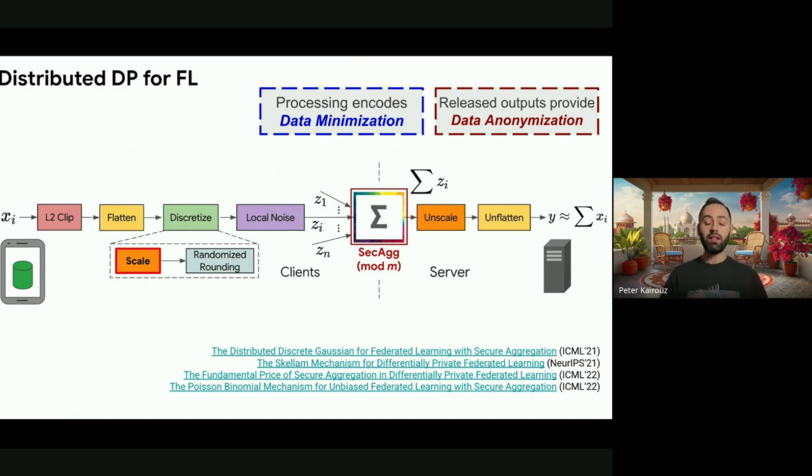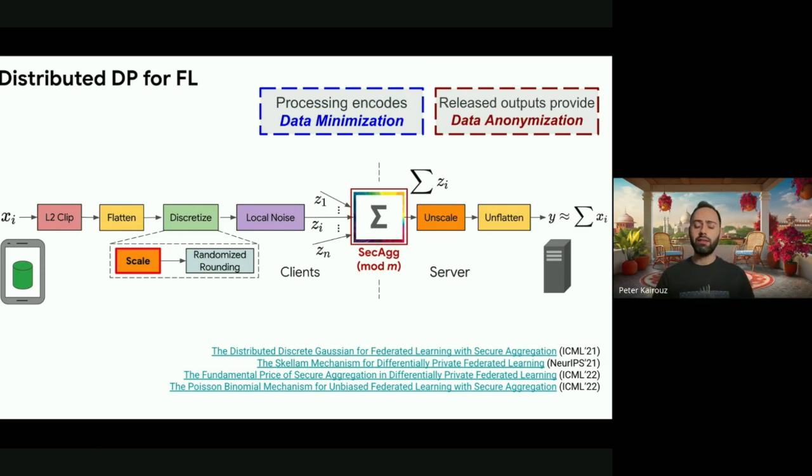And on this slide, what I'm showing you is a high-level idea of how you can take that model update, which is represented via xi on this slide. This is after you finish training, and how you would first clip it to bound the user contribution, and then flatten it out via some random rotation, and then discretize it using scaling and randomized rounding, and then add integer noise locally to it before you actually do the secure aggregation process, which operates on integers modulo some prime number.